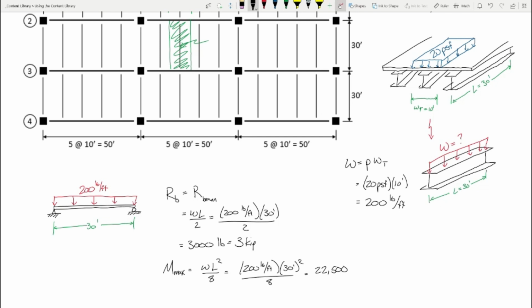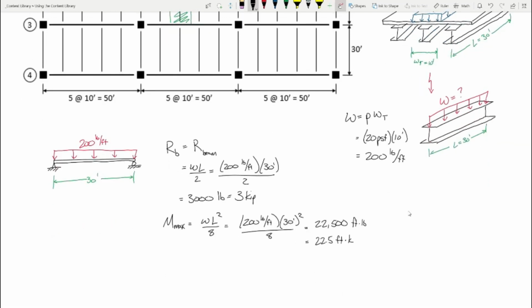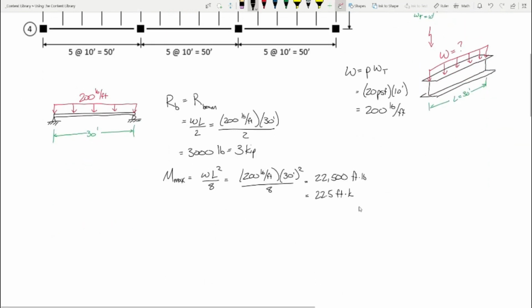Okay, what are the units? 22,500 what? Pounds. No. It's a moment. Foot-pounds. Foot-pounds. Or 22.5 foot kips. So this is the maximum moment that this beam is responsible for. So then what I will do is I will select a beam that can withstand that load. Okay? Does that make sense? All right. So far, so good? All right.